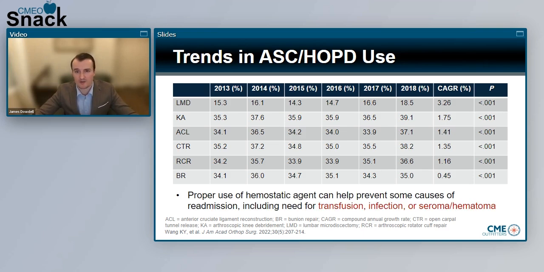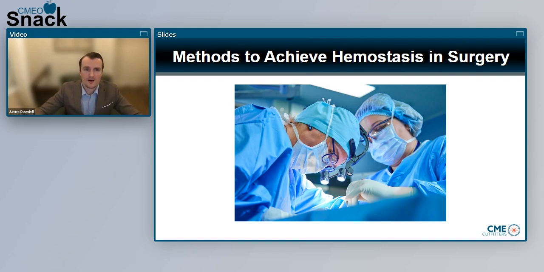What's the one that I worry about the most? A hematoma. I worry about infections. If we have less dead space, we have less seromas, less hematomas, potentially get less infections and less chance for readmission right after surgery. Now, there's various methods that we have to achieve hemostasis. Our focus today is going to be on the topical hemostatic agents, but I'd be remiss not to talk about the other agents as well.